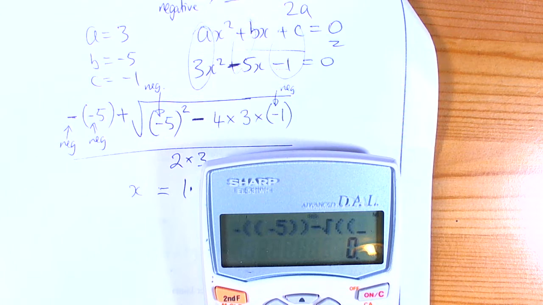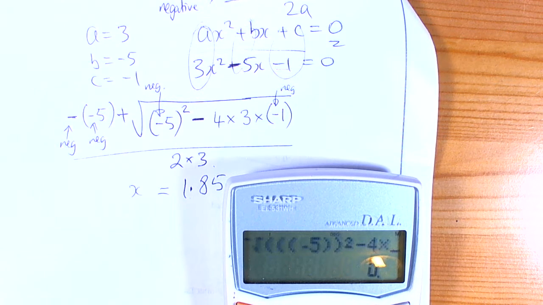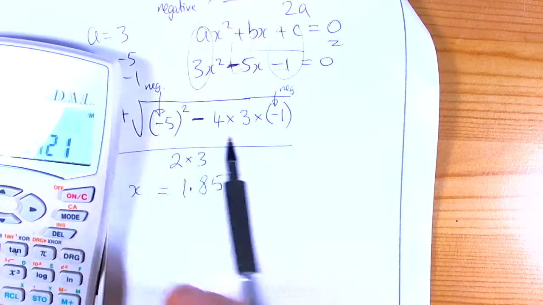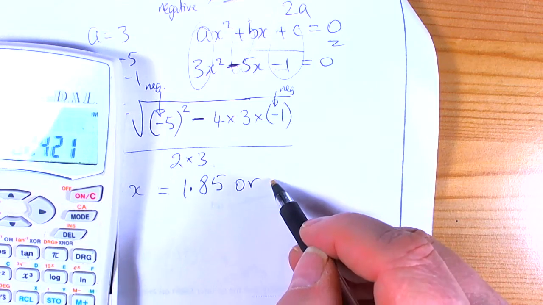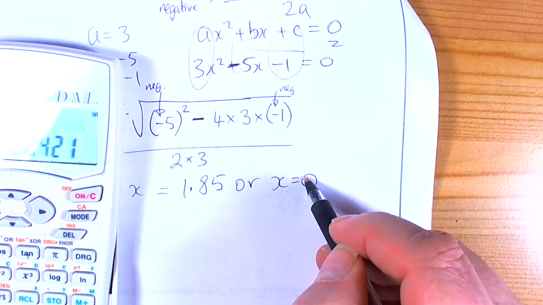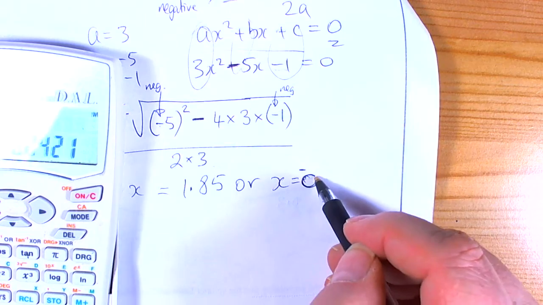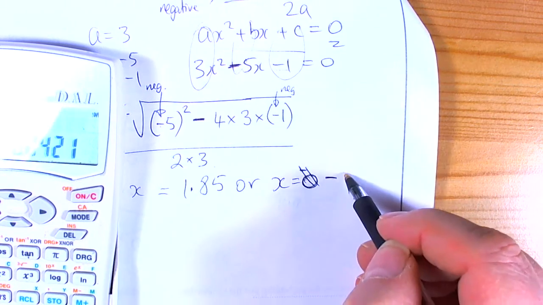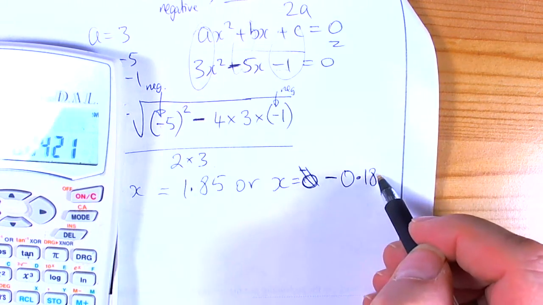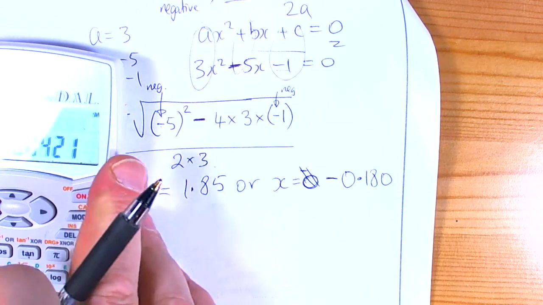So again, another bracket to put the negative in. So -5, closed and squared. Take away at this stage 4 times 3 times putting a negative in, so put it in a bracket. -1, close bracket, close the bracket for the end of the calculation, and then divide that answer by 6. So my other answer, or x, equals negative 0.18. It wanted 3 significant figures, so negative 0.180.